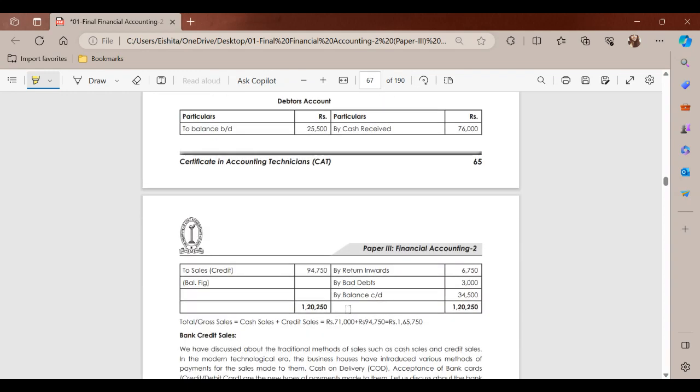So closing is whatever is the closing balance, that will be shown in the balance sheet, balance 34,500. And total gross sales is equal to cash sales plus credit sales. Whatever is the cash sales, whatever is the credit sales, this will be equal to 165,750.